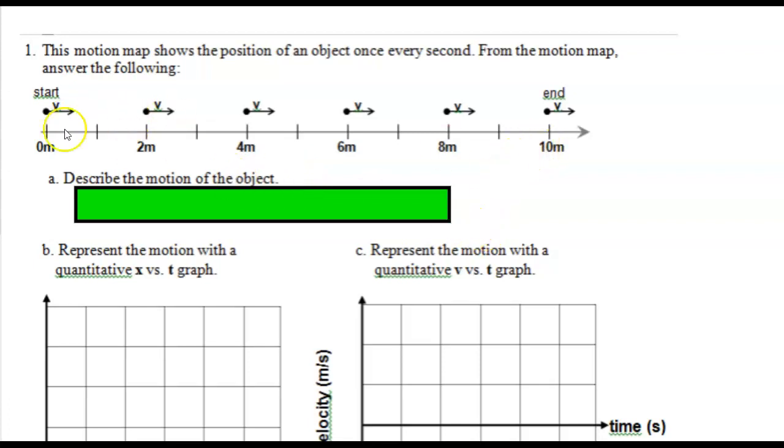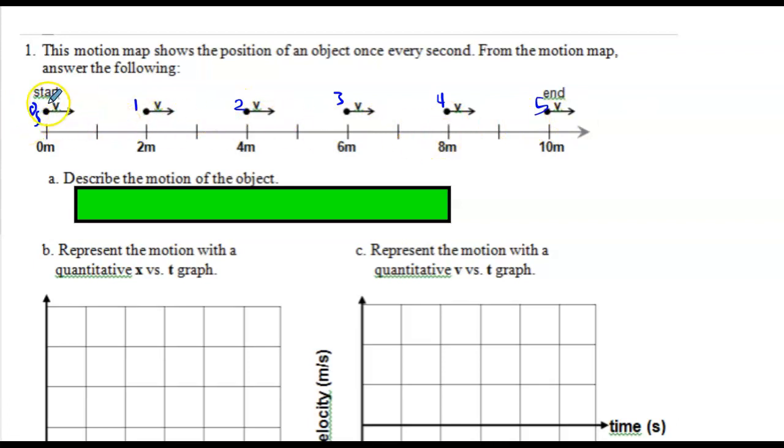It's really basic. There's a dot here that is the first dot, where it says start and end. So where it starts, it's at 0 meters, and it's going to the right. So this would be 0 seconds as well. Just to put in some time scale so we can count better: 1, 2, 3, 4, 5. So it looks like this object is moving for 5 seconds, and it looks like it's moving uniformly.